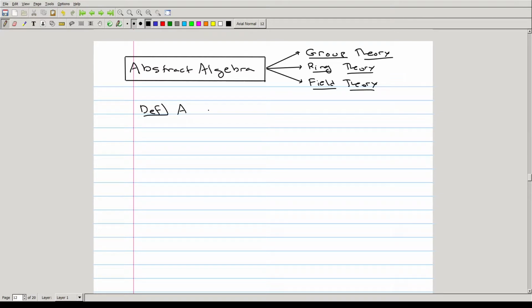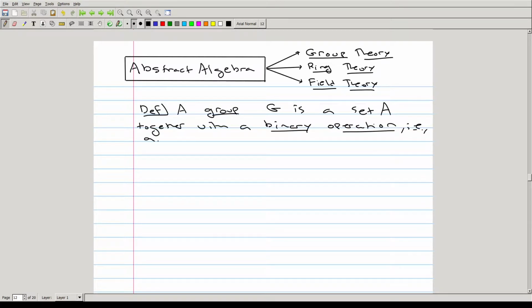So we define a group G to be a set A together with a binary operation, i.e. a function from the Cartesian product of A with itself back into A, that satisfies the following three properties.